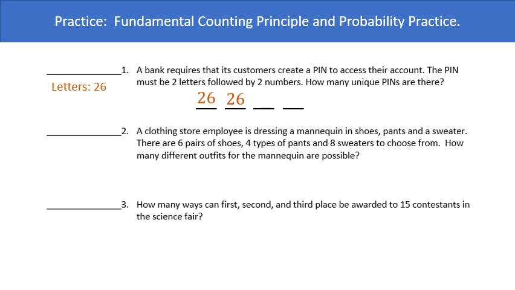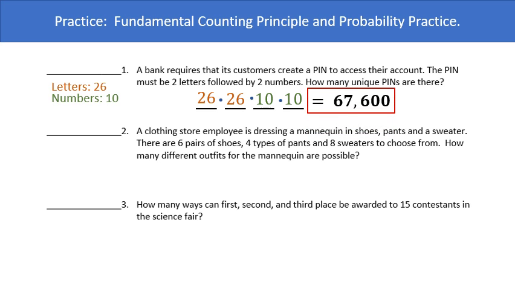Now the next thing we have to do is put in 2 numbers. How many different numbers do we have to choose from? We have 10 numbers, 1 through 9 and 0. So these next 2 options, we're going to have 10 numbers. And now what do we do? To find the total number of options, we just multiply these 4 things together. So grab your calculator, 26 times 26 times 10 times 10. It's going to be a big number, 67,600. And that's it. All we do with the fundamental counting principle is lay out our number of options for each thing we have to choose and then multiply them together. And then we're done.